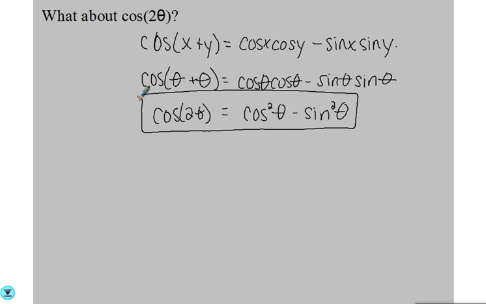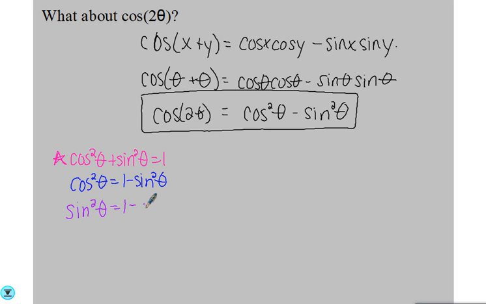Now, it's been a really long time, so you might not remember this identity, but we know from the beginning of trig that cosine squared of an angle plus sine squared of an angle is always equal to 1. So if we rearrange that, we have 2 different identities coming from that. If I solve this for cosine squared, I'm going to get that cosine squared of theta is really 1 minus sine squared of theta. Or I can rearrange it for sine squared and get that sine squared of theta is equal to 1 minus cosine squared of theta. So we're going to use these 2 different variations of the Pythagorean theorem identity to rearrange this cosine of double an angle formula to get other variations.